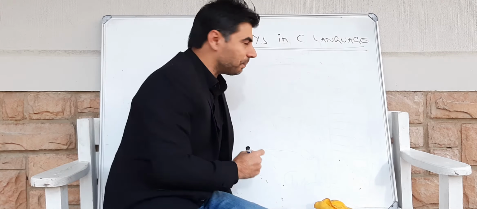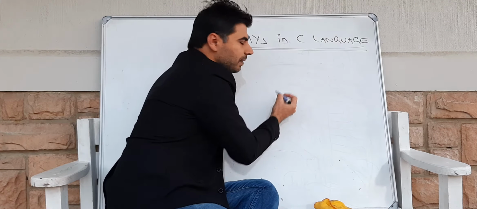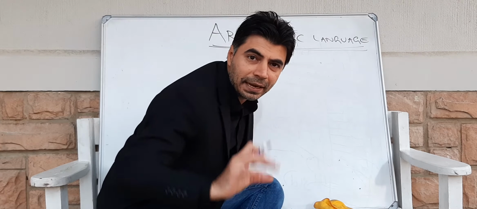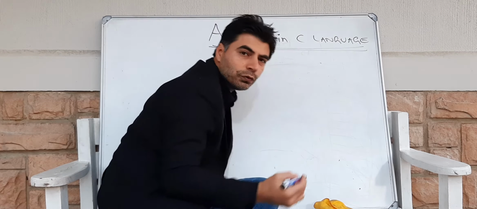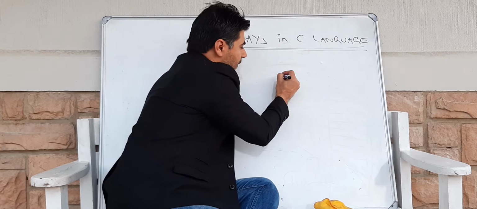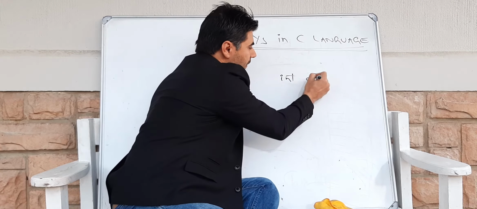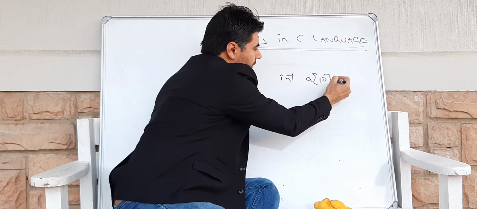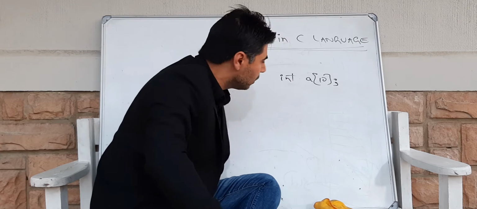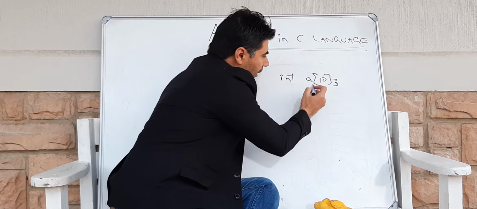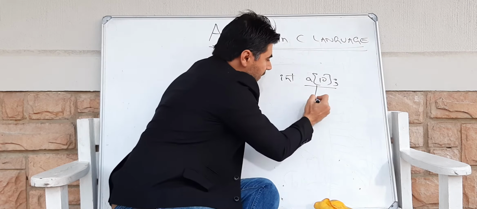So let's do an example now. As an example, you need to use 10 numbers. Okay? So how will you initialize the array? int A[10]. So if I do this, what is this? This is an array.